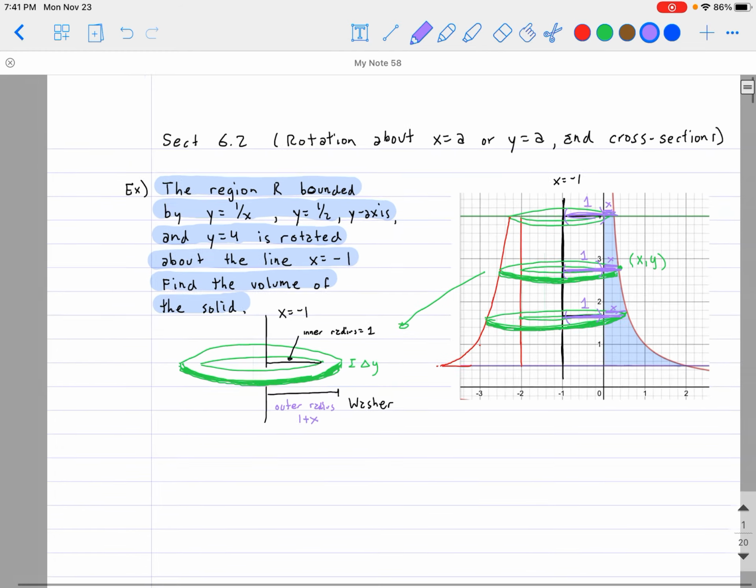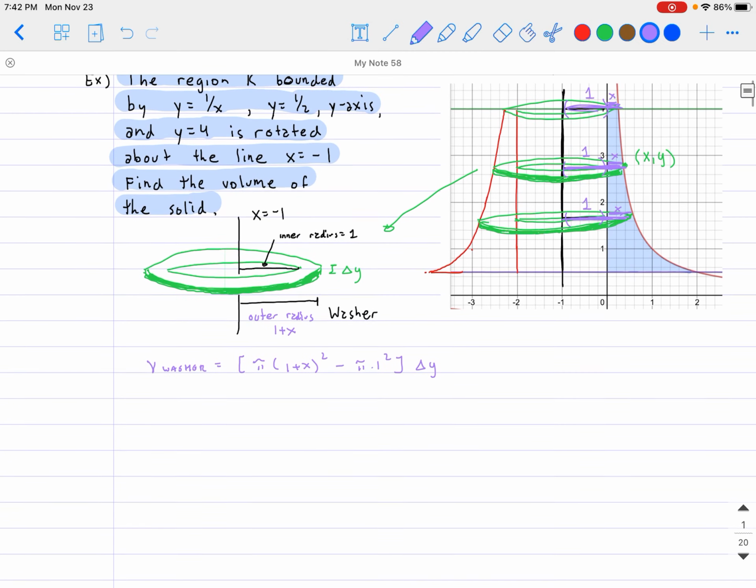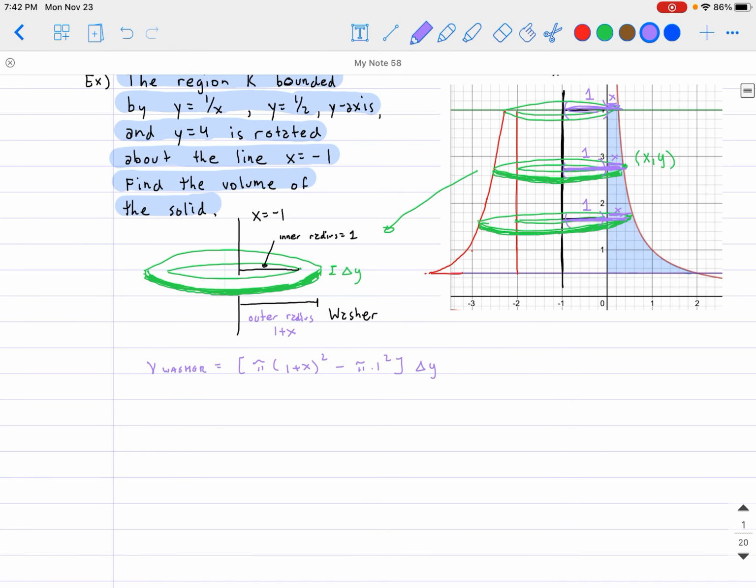Okay, so now we can go ahead and put everything together. So the volume of the washer is going to be equal to the outer circle minus the inner circle. So it's going to be pi multiplied by (1 plus x) quantity squared, minus pi multiplied by 1 squared. So bigger circle minus a smaller circle. And then everything multiplied by the thickness, because this is in 3 dimensions. So that is going to be the volume of my washer, and that is what's going to allow me to set up the integral then.